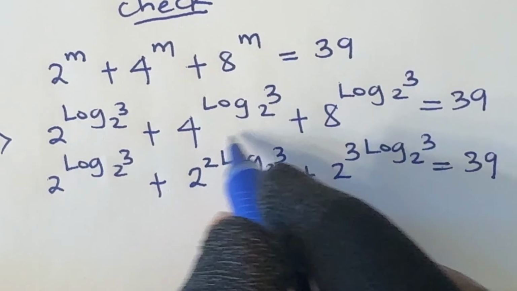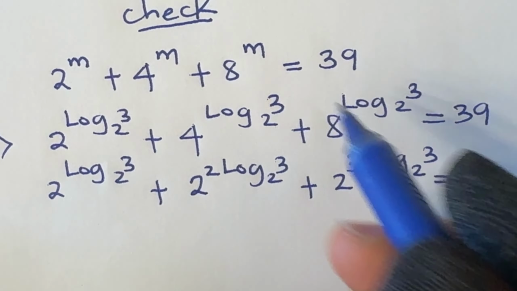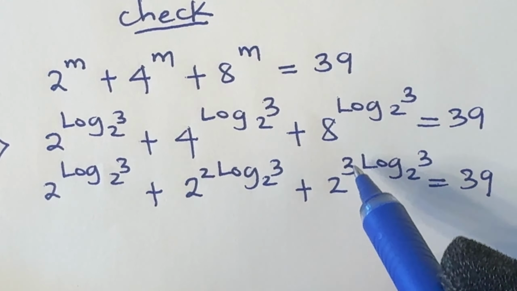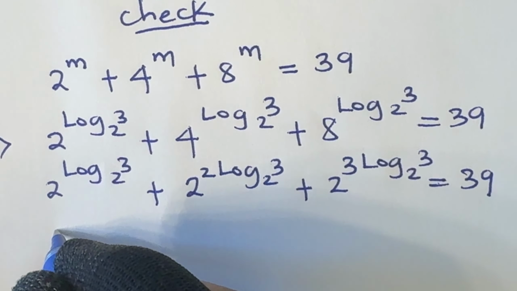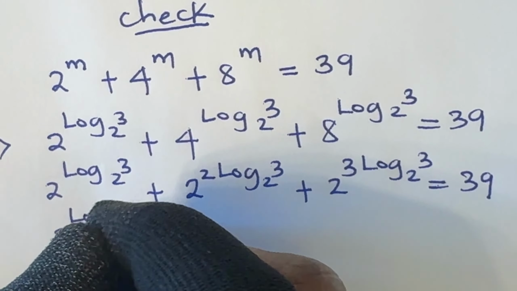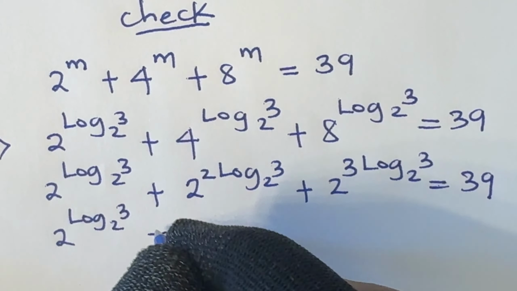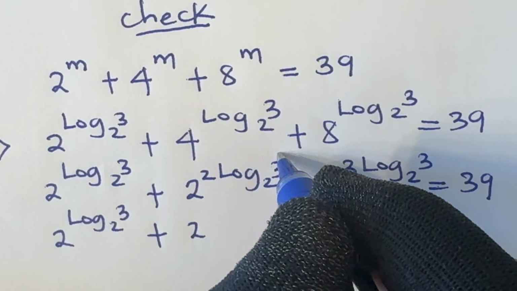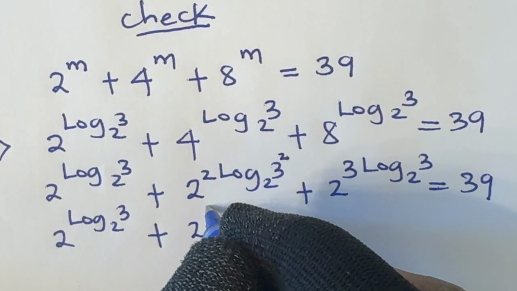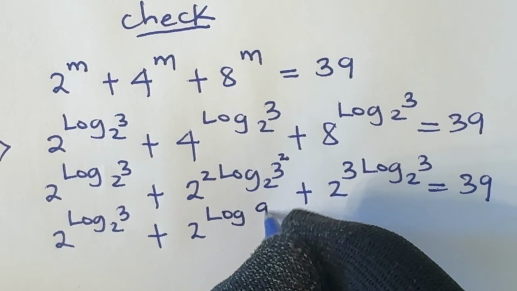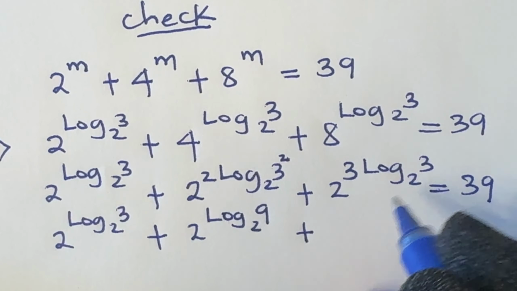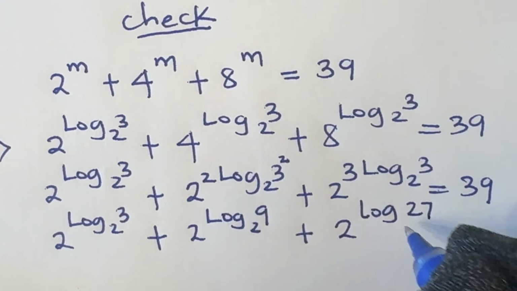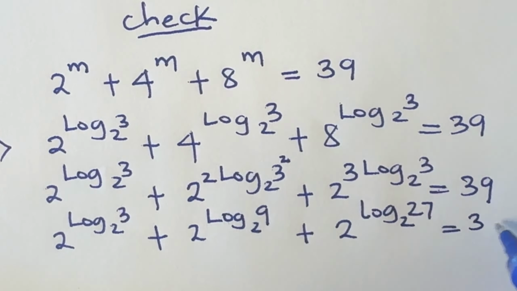I can return these powers to here so that I have 2 raised to power log 3 base 2 plus 2 raised to power. So returning this becomes 3 squared, and 3 squared is 9, so I have 2 raised to power log 9 base 2. Doing the same thing here gives me 2 raised to power log 27 base 2 is equal to 39.